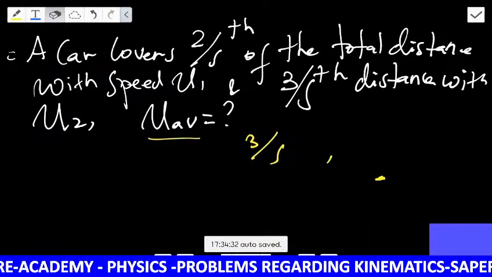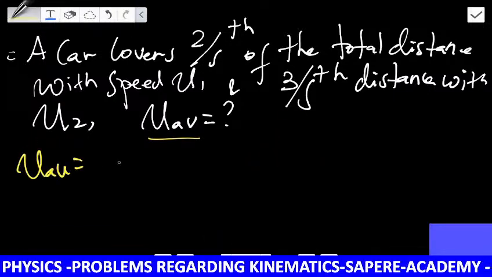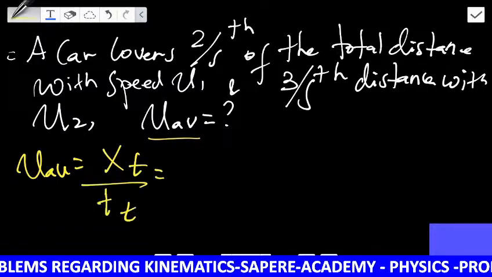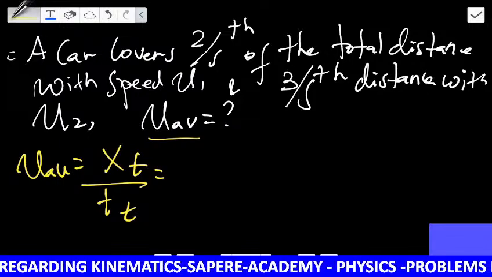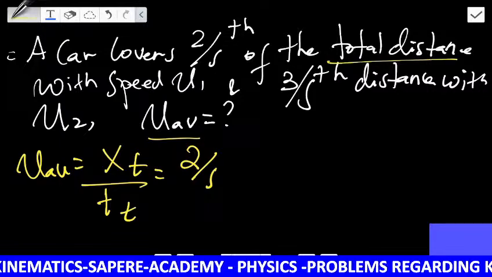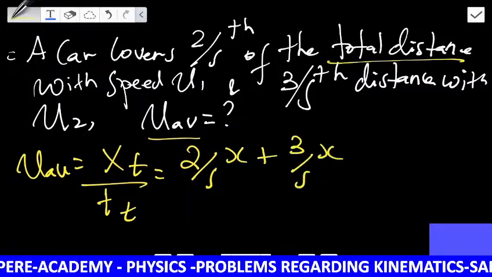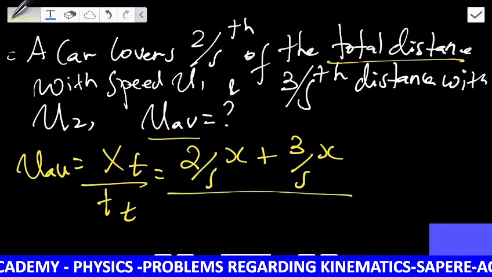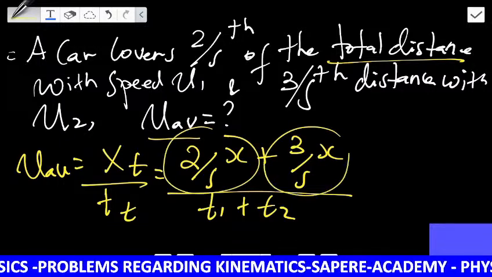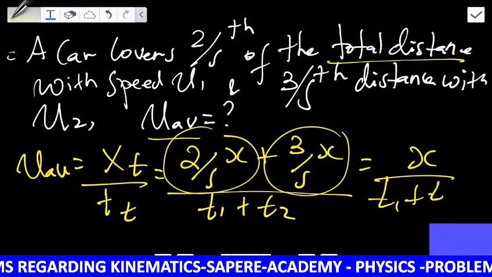Now to find the average speed of the car, always remember the equation. V average is x total over t total, right? So x total means x1 plus x2, that is 2/5 of the total distance x plus 3/5 of the total distance x, divided by the time, that's t1 plus t2. So 2/5 x plus 3/5 x is x itself. So this is x over t1 plus t2.